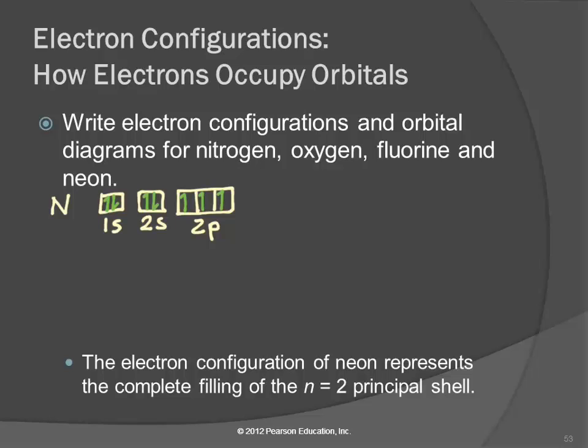To write the electron configuration for that, we just look at our orbital diagram and write down what's in each orbital.